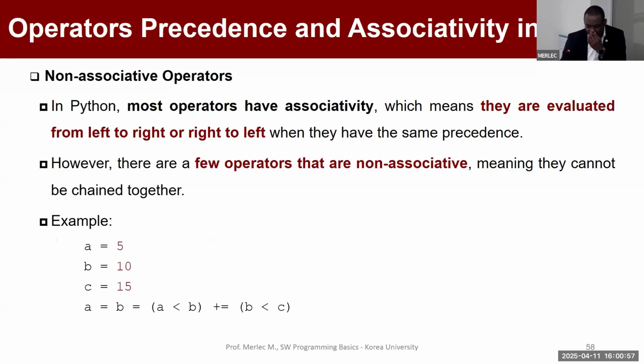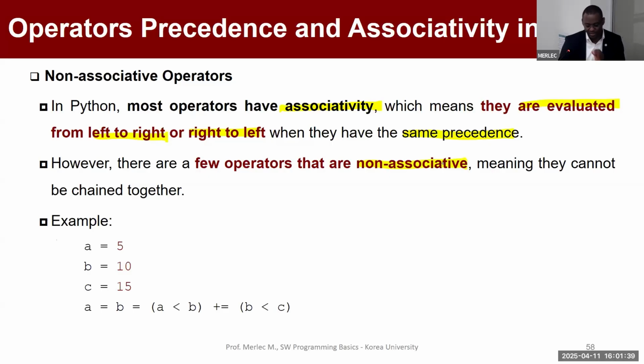And then here you have also non-associativity. Okay, in some cases, you have to remember that in Python, most operators have associativity, which means they are evaluated from the left to the right or from the right to the left. Okay. So when you have similar precedence operators, you have to use parentheses to enforce the logic you would like to implement. But in a few operations, there is no associativity.